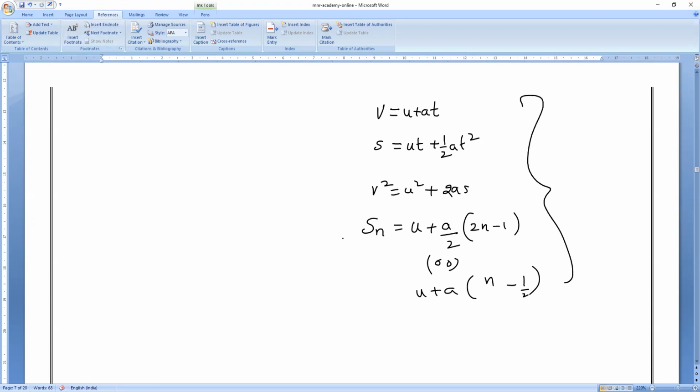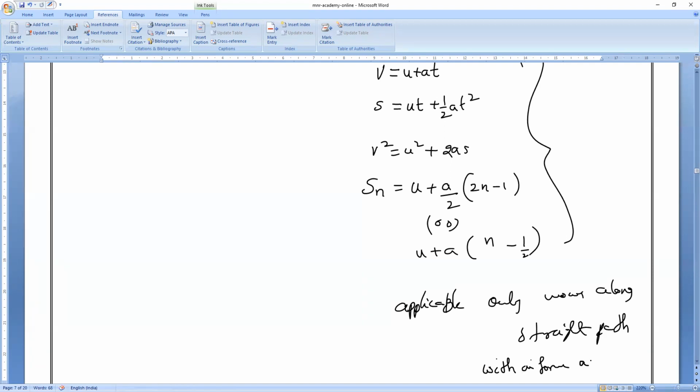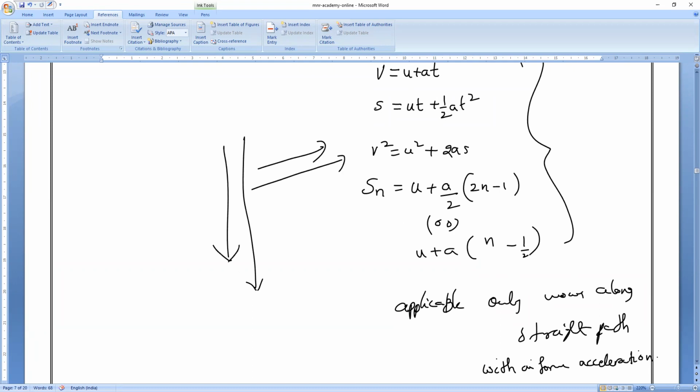We cannot use them directly for projectile motion because these 4 equations are applicable only to bodies that move along a straight path with uniform acceleration. Please write it. They apply either vertically downwards or horizontally, either this motion or this motion. Working under gravity we can apply them, we have studied that. But projectile motion is not a straight line, because it is a curved path, a parabola.